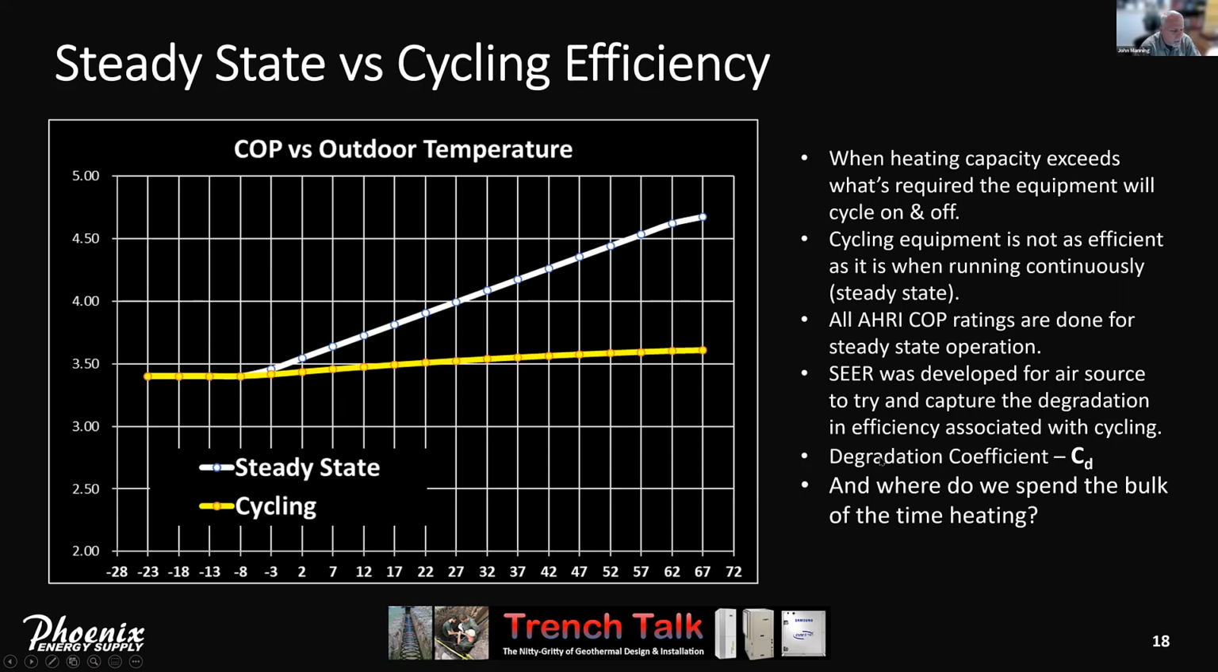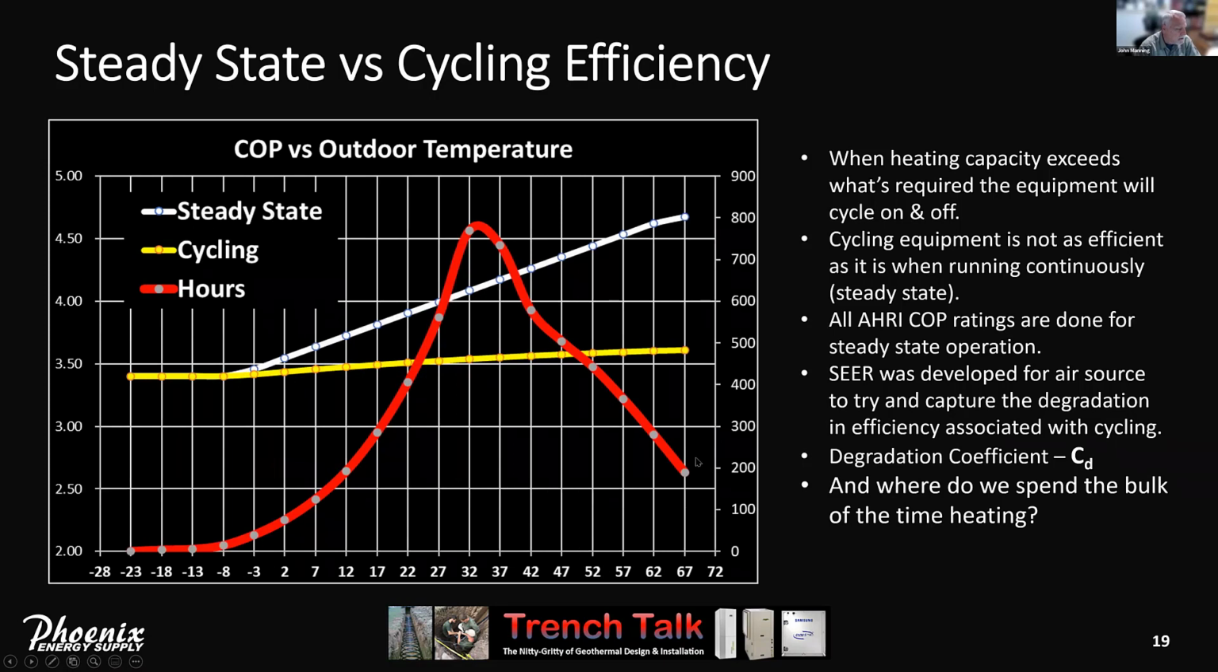So the question is, where do we spend most of the time? And this red curve illustrates the number of hours, happens to be for Syracuse, but without a doubt, the bulk, the vast majority of the heating season, that single speed heat pump is going to cycle, and we're going to lose efficiency just due to cycling.